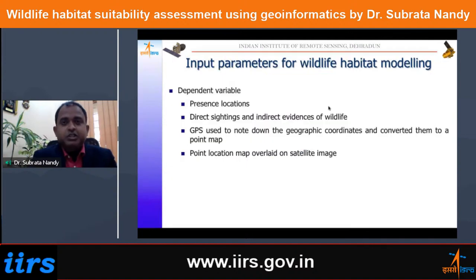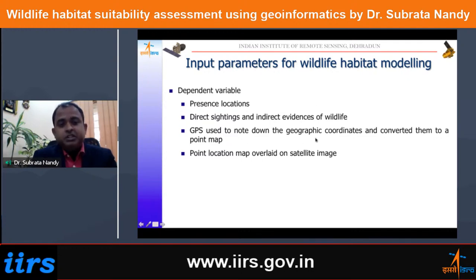Similarly, this is what I showed as multi-criteria analysis. But for logistic regression based models, or other models like neural network based models or ensemble models, you need to have the presence location of the species also. So in this case, we divide the variables into mainly two categories. One is a dependent variable. Dependent variable is basically the presence location of the species. This could be direct sighting or indirect evidence of wildlife.